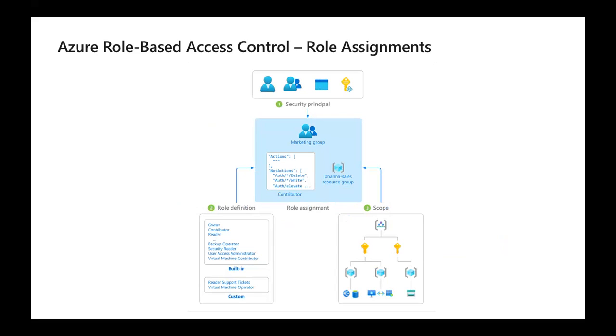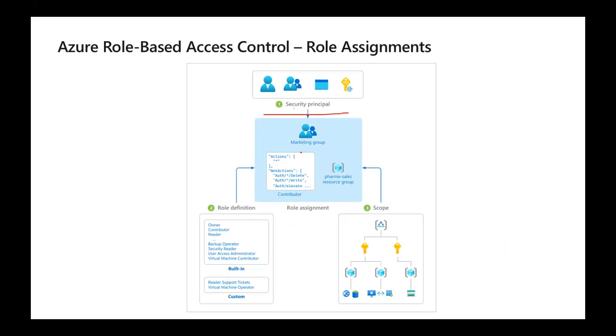Continue talking about the assignment of the roles. Well, we can, for example, create a security principle. In this example, a role assignment is going to be the process of attaching a role definition to a user, group, service principal, or managed identity at a particular scope. So the following diagram shows an example of a role assignment.